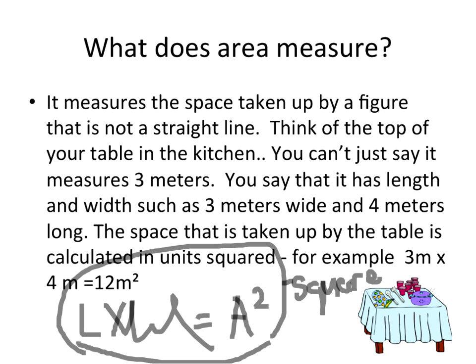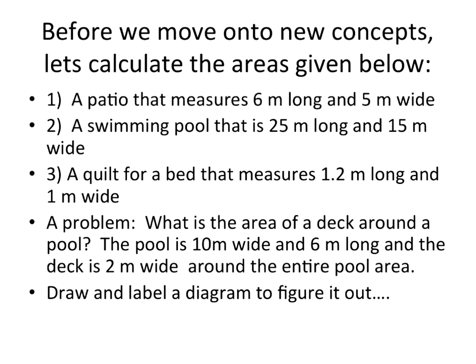Right, so that's a pretty easy one. And we always have to remember to put that squared. That's super important because that shows us there's 2 dimensions. Okay, so we can't say that it's 12 meters because 12 meters is probably the distance from here to Mrs. Botter's room, but it isn't measuring area. All right. So before we move on to new concepts, we're going to calculate the areas given below.